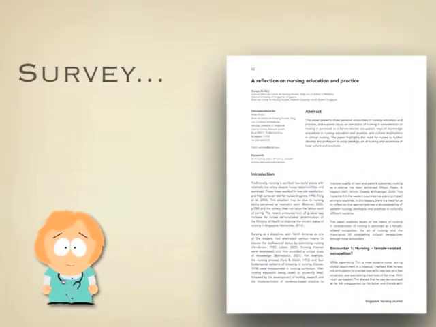Let's start with the first component, survey. You have your document in front of you, and the first thing you want to do is just survey the main components, the pieces that you're going to look at. This is a journal article, so it's pretty straightforward. Start with the title. It will give you an idea of the subject and the particular direction the author wants to go with that subject.